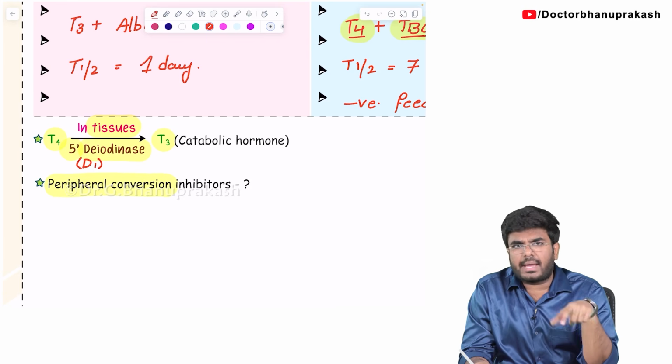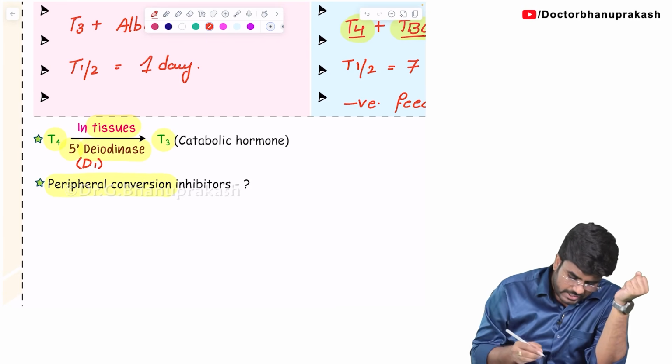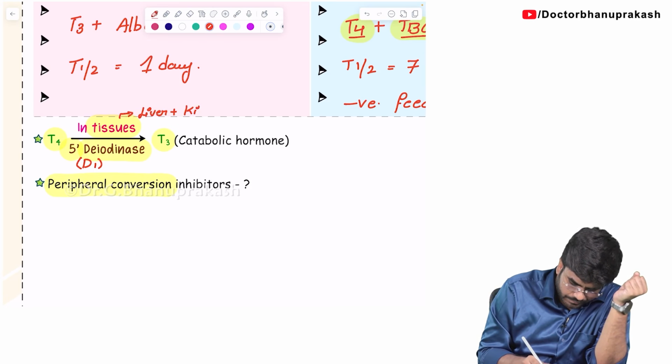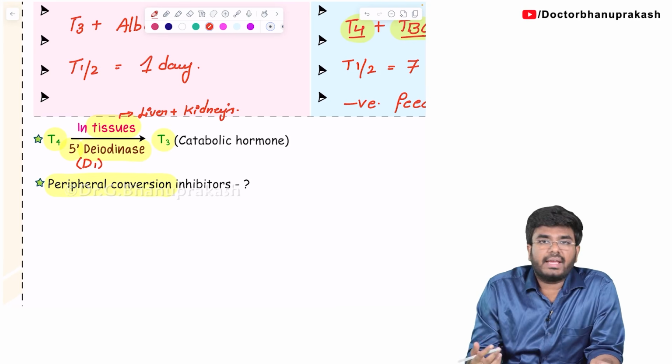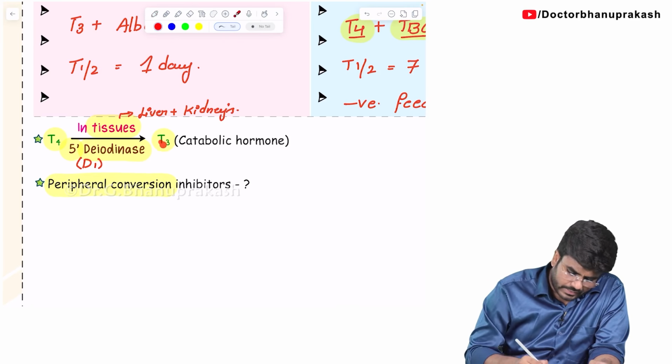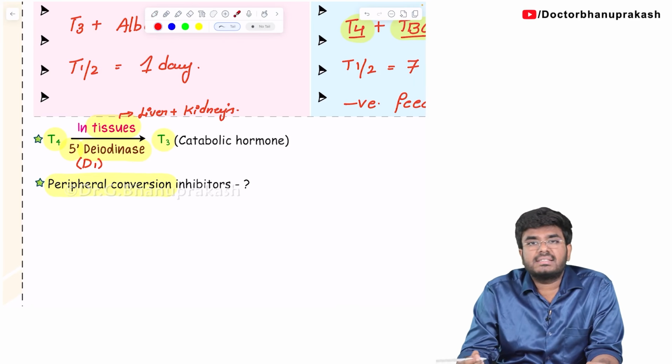Now, where is this conversion happening? Where is this D1 enzyme present? The D1 enzyme is mainly present in the liver and kidneys. So you can say this peripheral conversion is mainly happening at the level of the liver. Now, okay sir, T3 is produced. What exactly is this T3 doing?